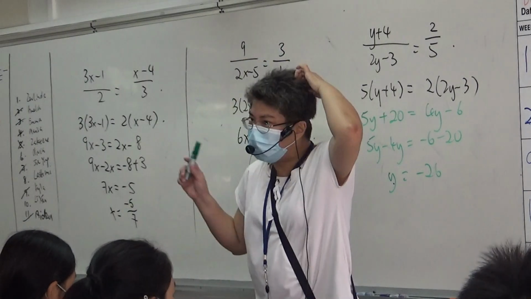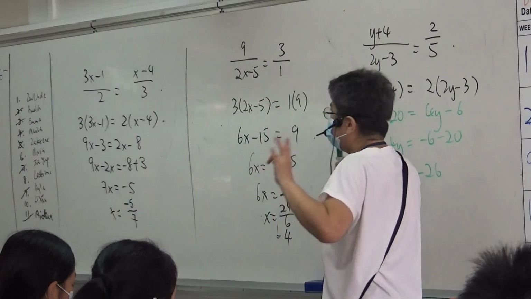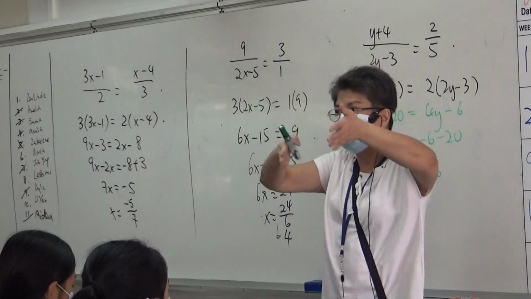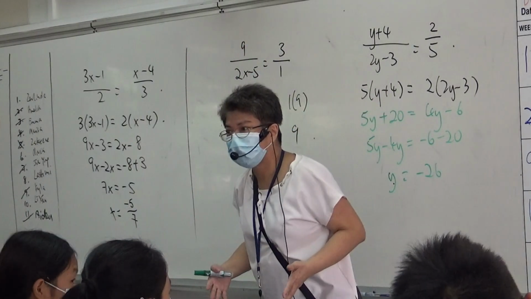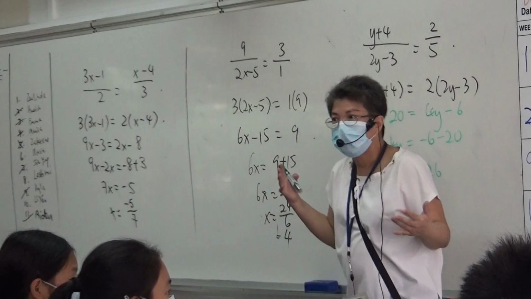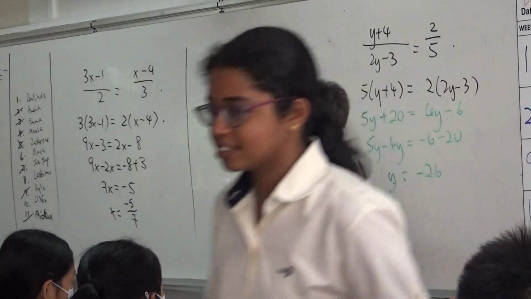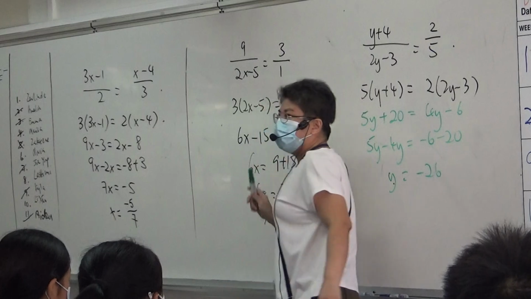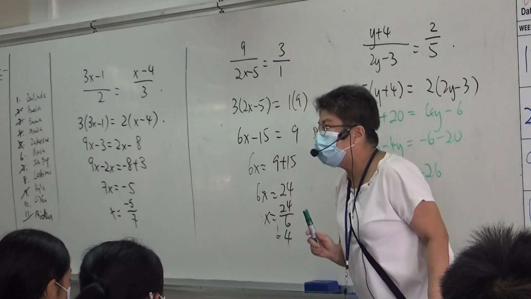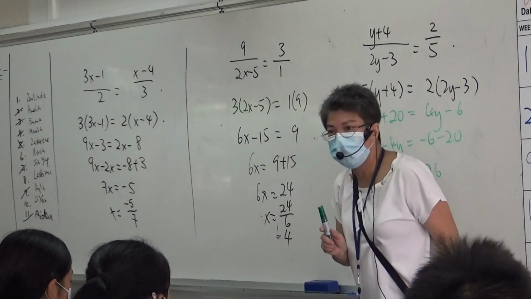Okay? Now, today, I did fractional coefficient. That means there is a fraction in the coefficient. Then the third thing we did was this kind of cross multiplication. Is that correct? Yes or no?